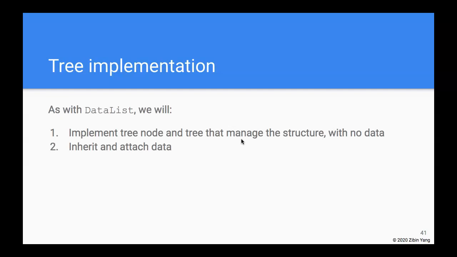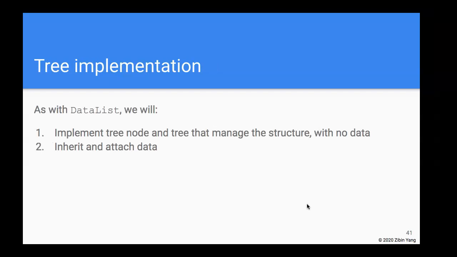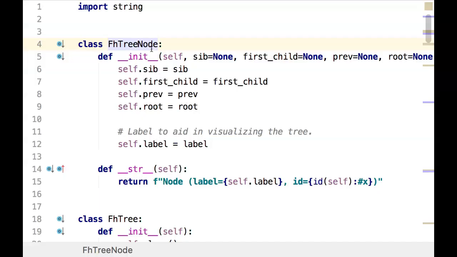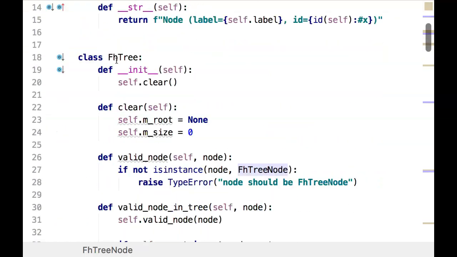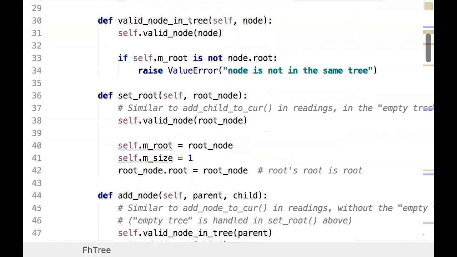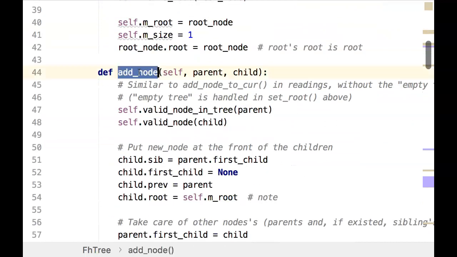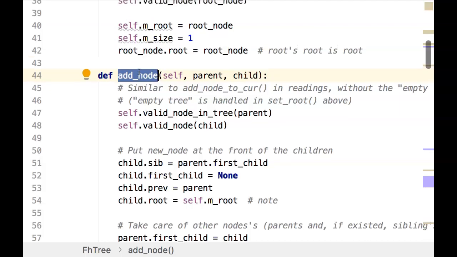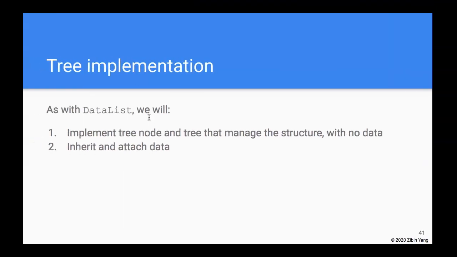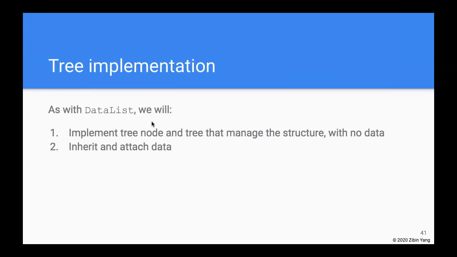And the next step will build a tree that inherits from the tree that manages structure and adds data to it. Now, obviously, I have the code typed out already, so I have the tree node implemented, and I have the tree itself implemented all the way up to adding a node to the tree. I'm not going to go through typing out the code on the video itself because that would take up too much time, but I will explain what each of the methods does.